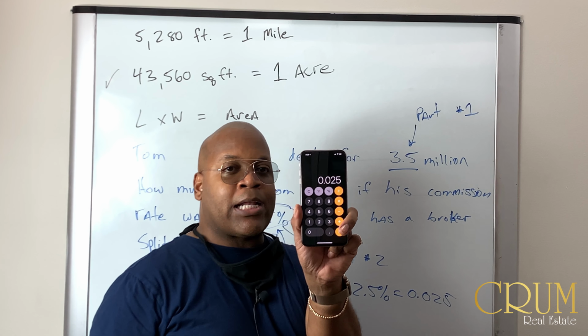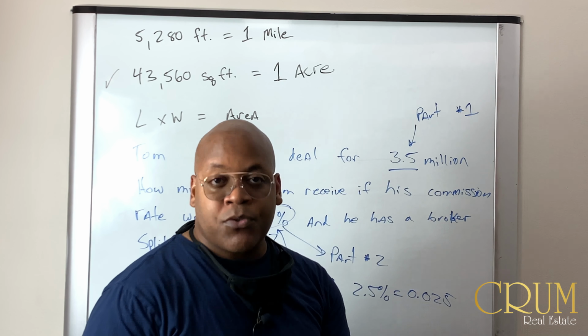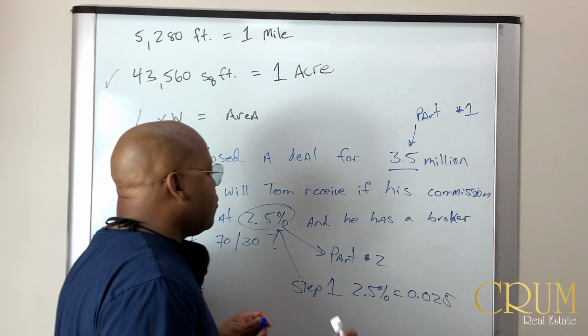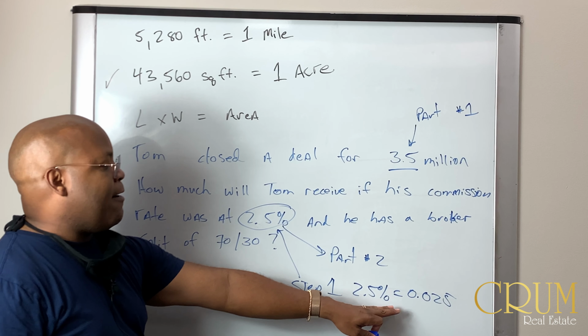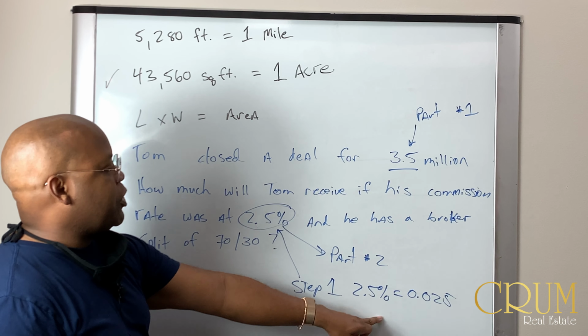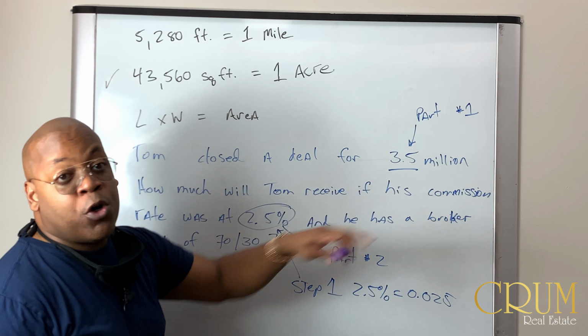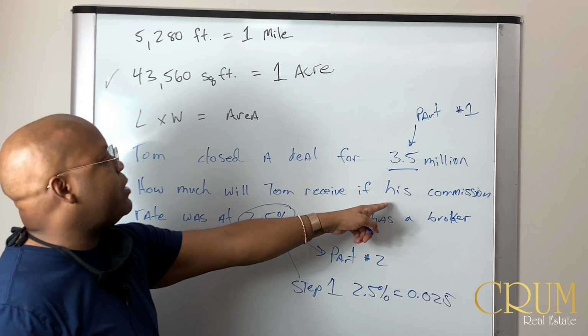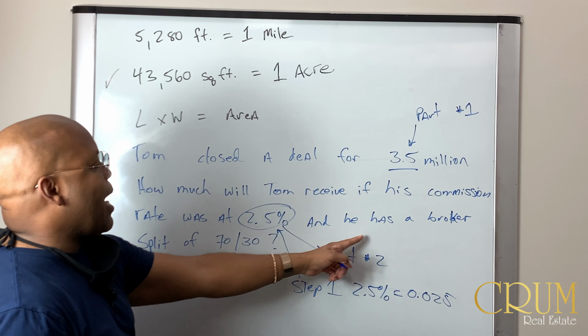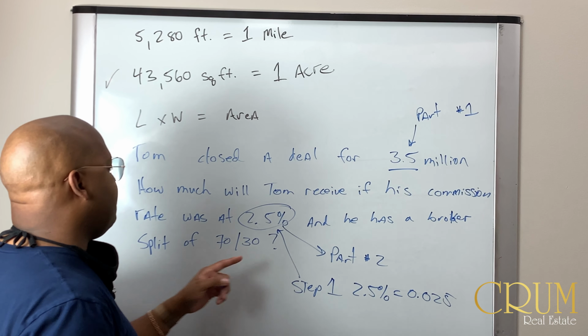And then it will automatically do the calculation for you. So 0.025. Now we have a number that we can work with. Now that I have this number, which is part 2, and I have part 1, I need to figure out how much Tom will receive if his commission rate, and he has a broker split of 70-30.